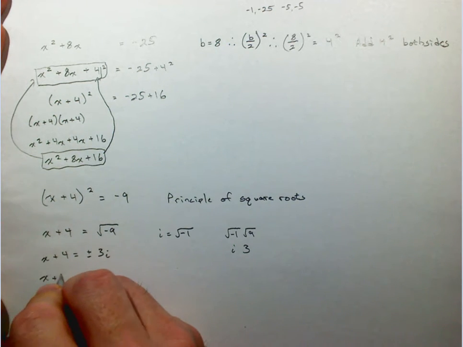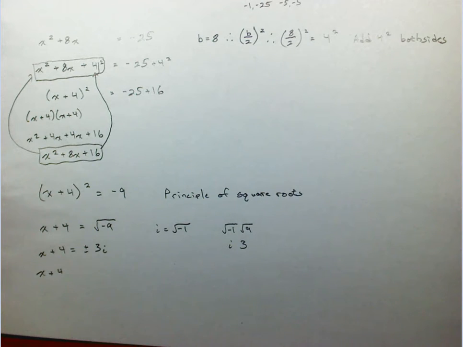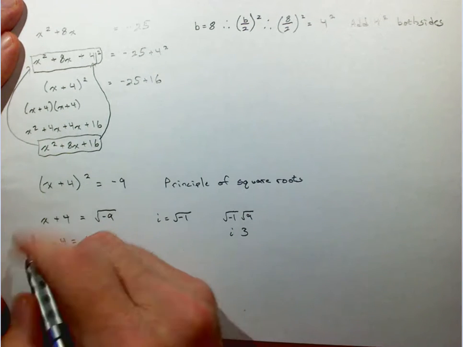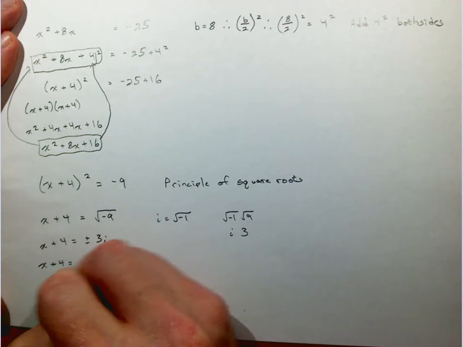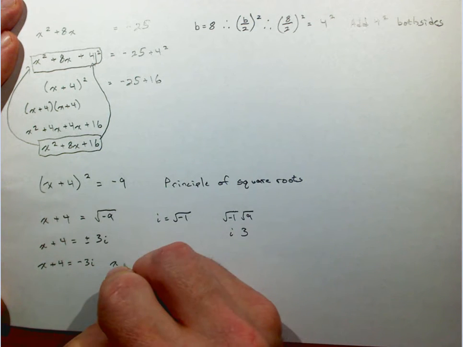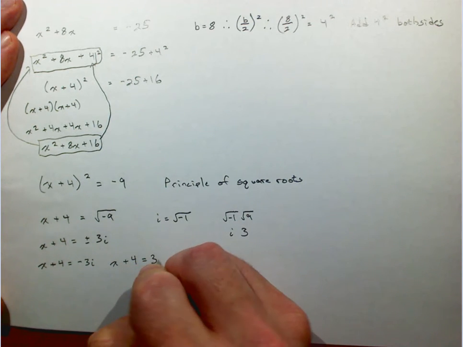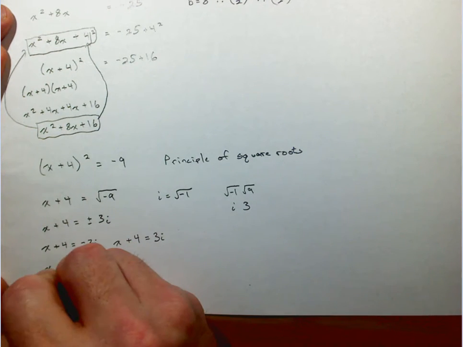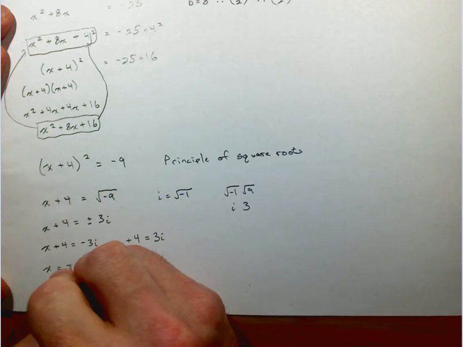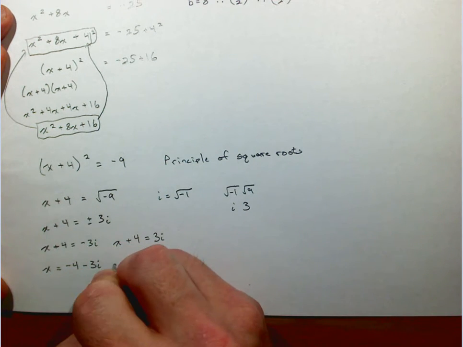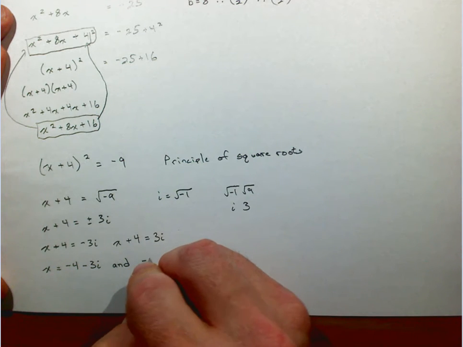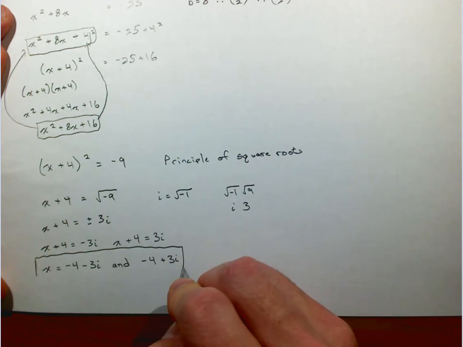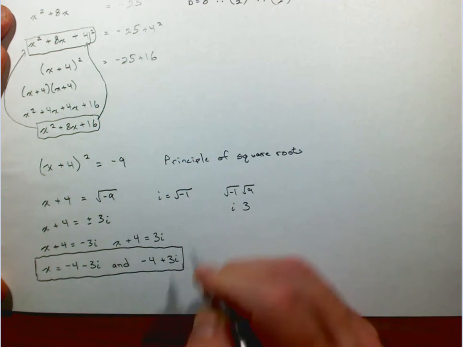So that is x plus 4. Whoops. I'm going to subtract 4 from both sides. Well, no, I'll just write it out like that. x plus 4 equals negative 3i, and x plus 4 equals 3i. So what are my solutions? x equals negative 4 minus 3i, and negative 4 plus 3i. Those are my solutions.